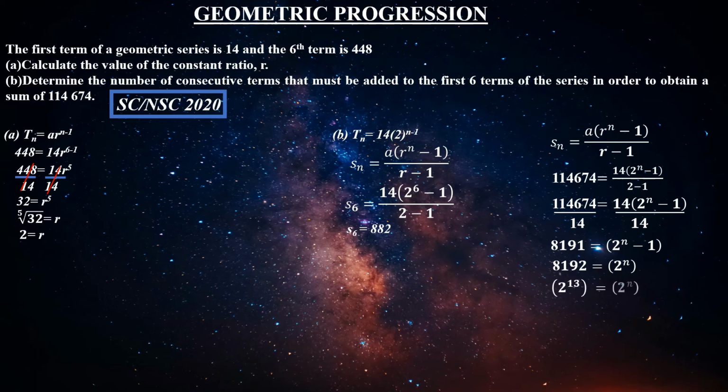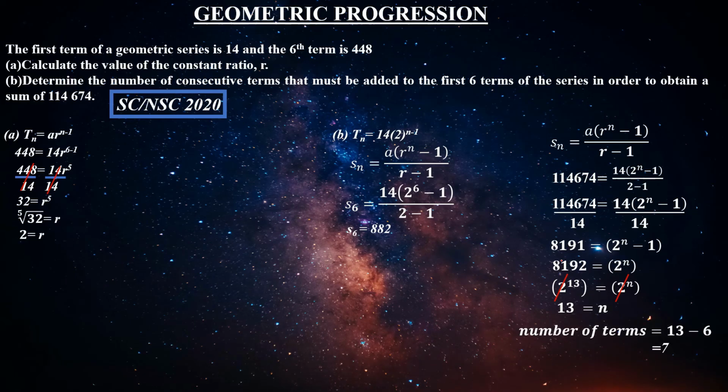Now we know that 8192 is 2 to the power 13. If we don't know that, we can use logs right here to drop the power. But if you know that 2 to the power 13 will give you 8192, you can just use the index. Now that we have the same base, it's just a matter of cancelling. So we know that n is equal to 13 terms. How many terms must be added to the first 6 terms? It's simple: 13 minus 6, so we're just going to add 7 terms.